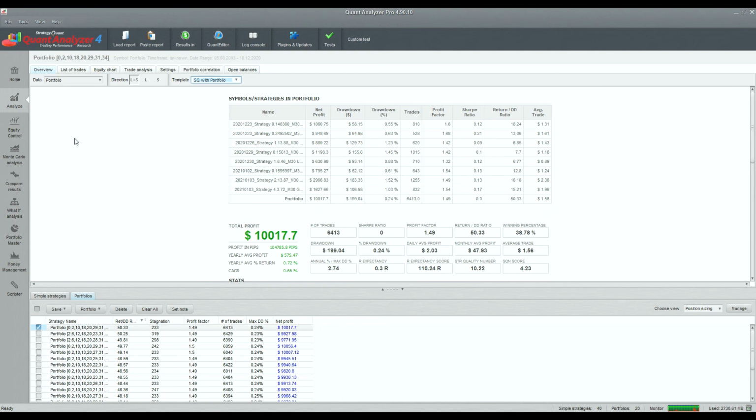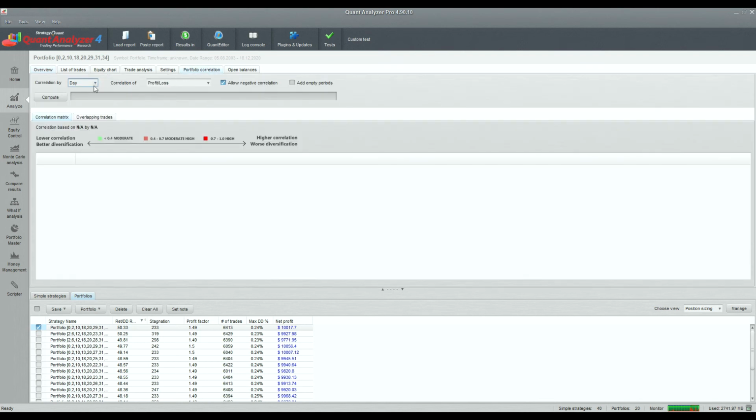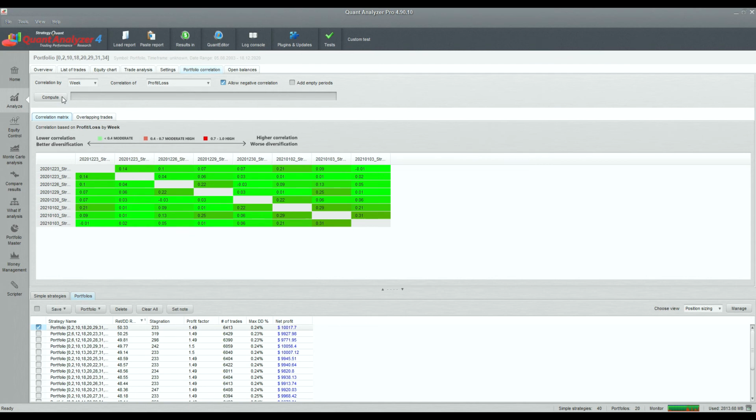Finally, we have to run the correlation checks. Select the Portfolio Correlation tab and input the same correlation settings as above. The highest correlation between any two strategies is only 0.31, so there's a good chance our portfolio is well diversified.